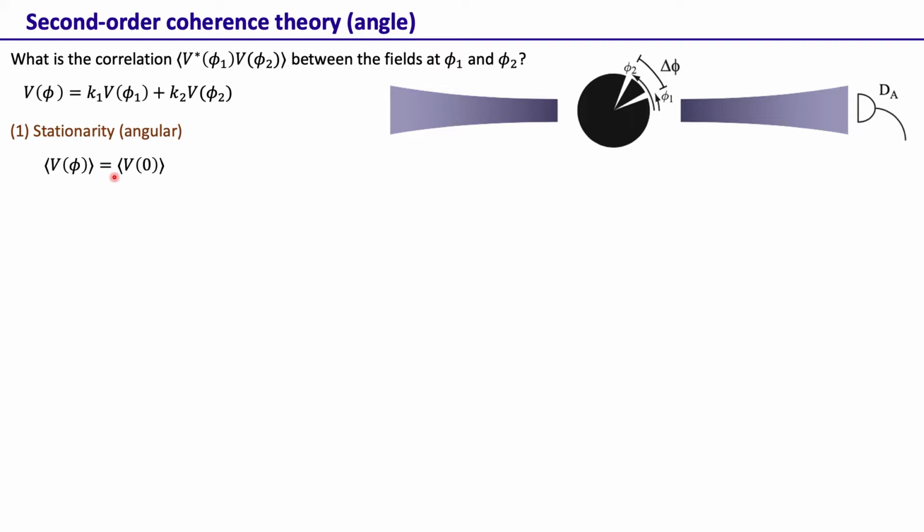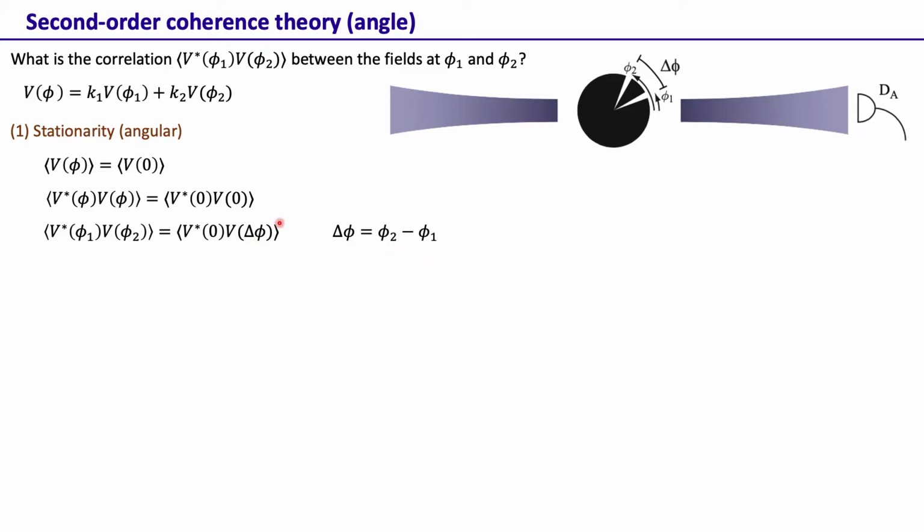In fact, I'm just mentioning wide sense stationarity in angle. Stationarity would also imply that V star phi V phi, that is the spectral density or intensity at phi, should be phi independent. That's V star 0 V 0. And the correlation V star phi 1 V phi 2 should only depend on the variables phi 1 and phi 2 through their difference delta phi, where delta phi is phi 2 minus phi 1. That is the definition of wide sense stationarity in the angle degree of freedom.